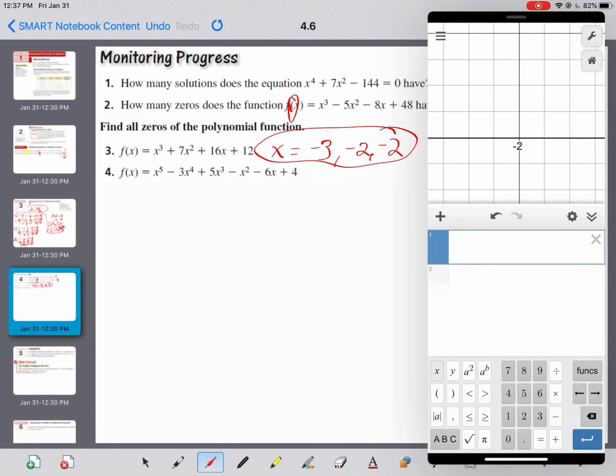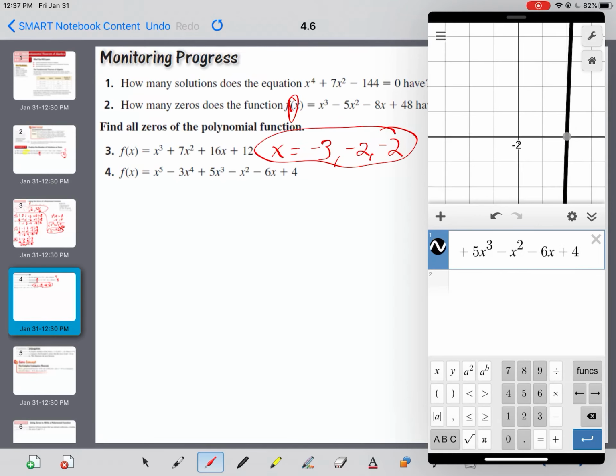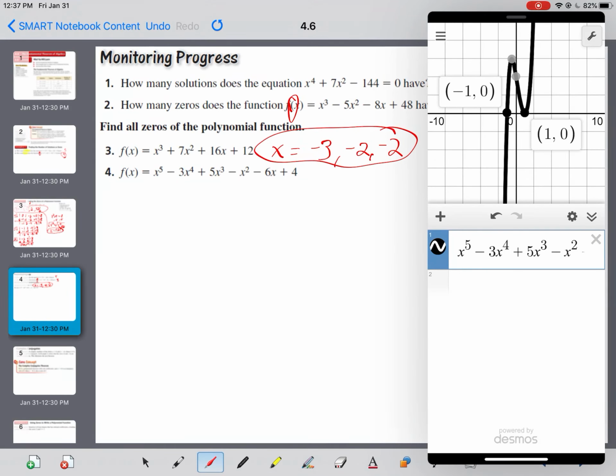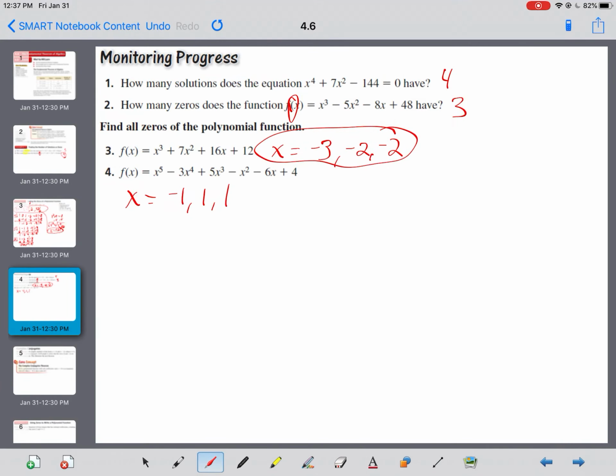Let's try the next one. x to the 5th minus 3x to the 4th plus 5x to the 3rd minus x squared minus 6x plus 4. Back to home. 1 is used once, so we get x equals negative 1, 1, and 1. We should have 2 more, but they're going to be imaginary. This whole section is basically the last section, except that now you also get imaginary answers as part of your solution set. So let's do some dividing.